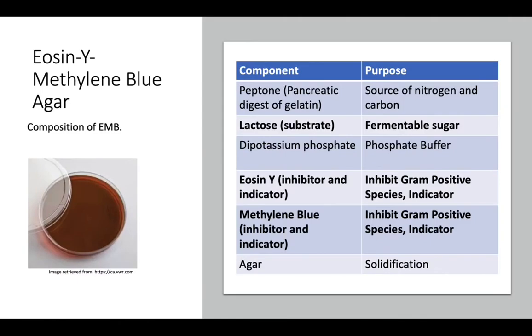So eosin Y, methylene blue, if you look over at the components in it, you see that peptone has been degraded, there's lactose, and then there are very specific ingredients. However, we don't have the exact ratios of certain components in the gelatin from peptone, so we would not call this defined media. This is undefined because we don't have exact amounts of each component.